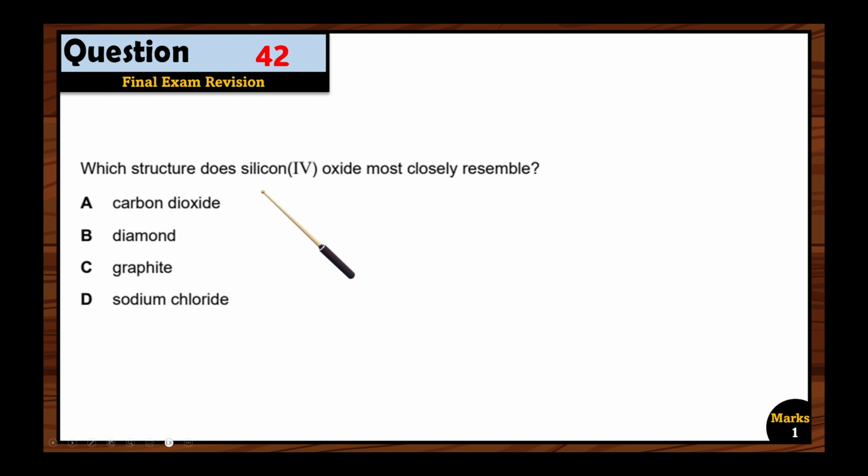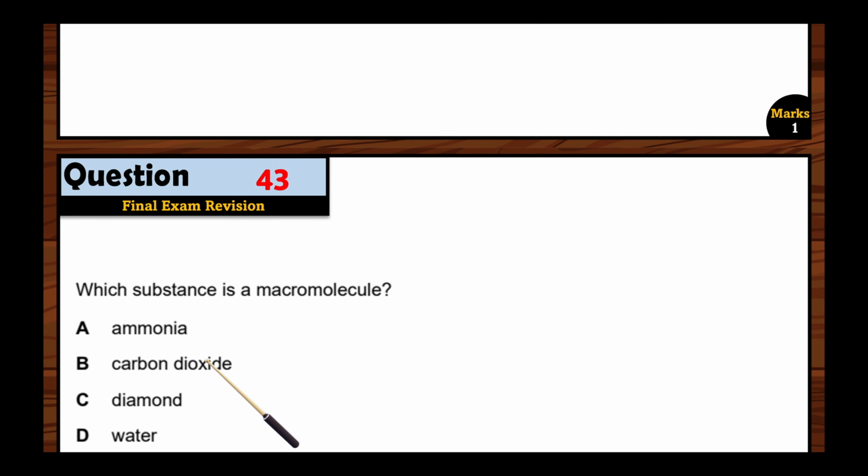Which structure does silicon oxide most closely resemble? Of course, it most closely resembles diamond. We have the option of diamond. Yes, so option B is correct.